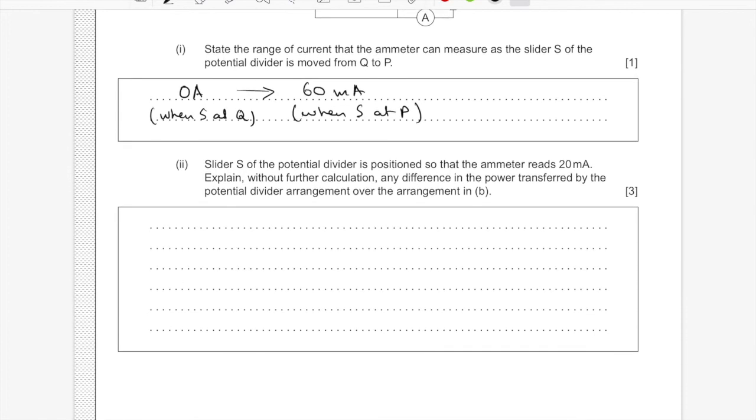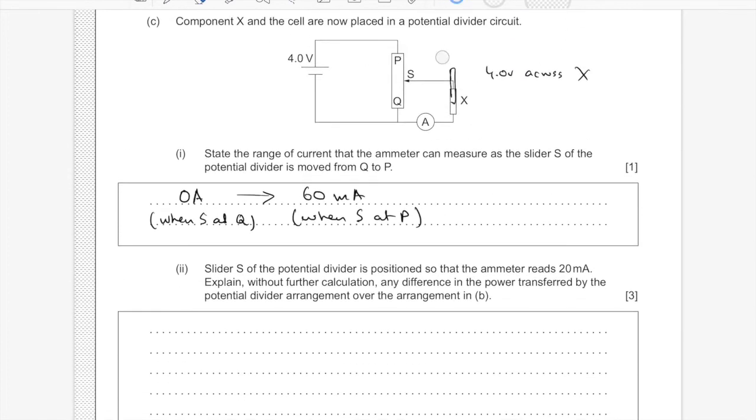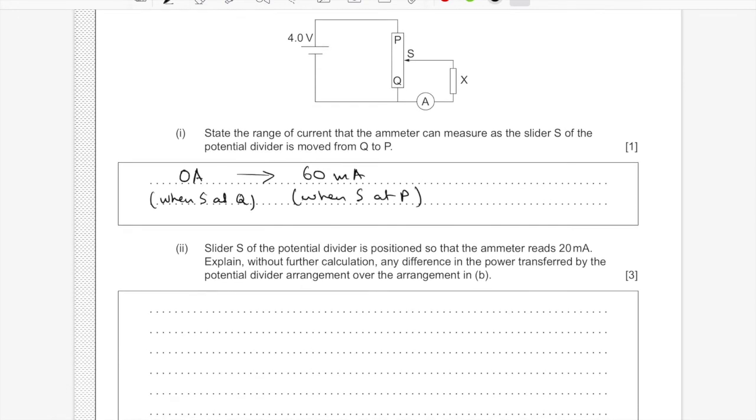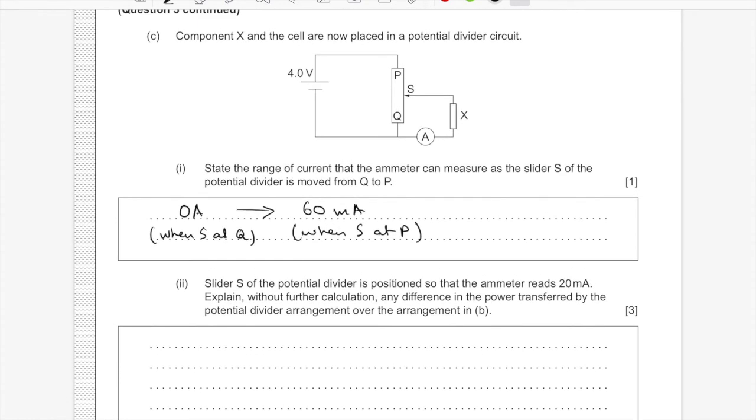Okay, then we are now assuming that we have 20 milliamps through X and have to draw some conclusion about the overall power dissipated. Remember there's a main current that comes to S, which is sort of a junction, and then some current, the 20 milliamps, flows through X, but there is still a little bit of current that goes from S to Q. So the main current flowing into the junction at S has to be more than 20 milliamps.